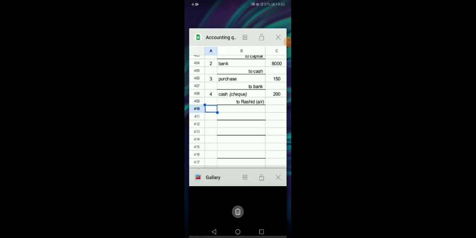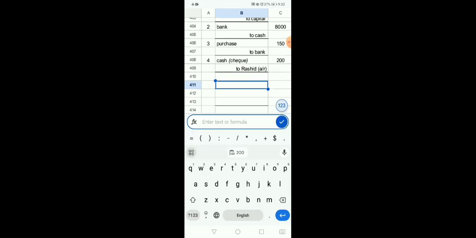This is the fifth entry, sold goods for cash. When you are selling goods, what will happen? If you are selling goods, goods are going out, goods are your asset, asset is decreasing, decrease in asset should be mentioned on credit side. So you were supposed to write goods over here as goods are going out due to sale. But as you know, we do not write goods in accounting, we write the working in place of goods. What working are we doing? We are selling, so you will mention sale over here.